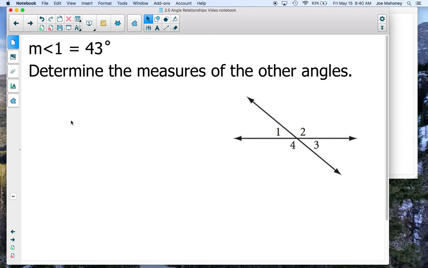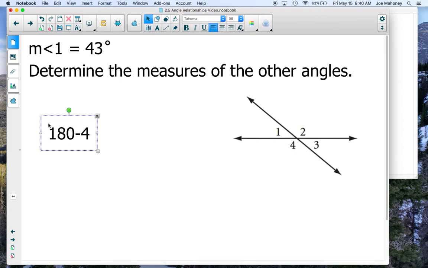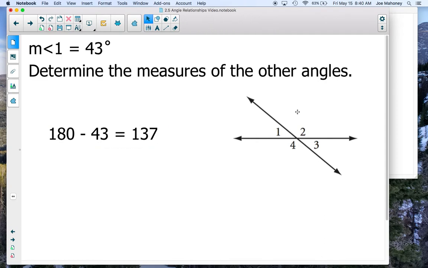So what I'd like you to do is to determine the measure of angles 2, 3, and 4. The measure of angle 1 is 43 degrees. All right, so what you probably noticed was that angle 1 being 43 degrees is a linear pair to angle number 2. So, knowing that the linear pair of angles are supplementary, if you do 180 and subtract 43 from that, let's space it out a little bit more, we get 137. So the measure of angle 2, and I'll kind of write it up here, is 137 degrees.